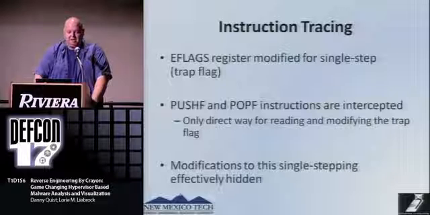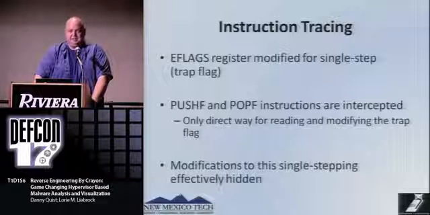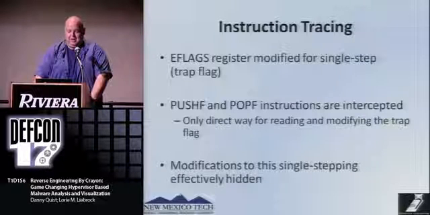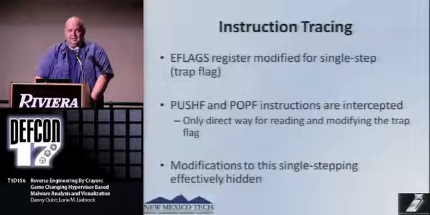So instruction tracing inside of Ether is implemented by setting the trap flag inside of the EFLAGS register. And then modifications to that is handled via the pushf and popf instructions. So these are intercepted by the hypervisor and used for watching that. So modifications to this single-stepping process to look and see if it's being single-stepped is effectively hidden.